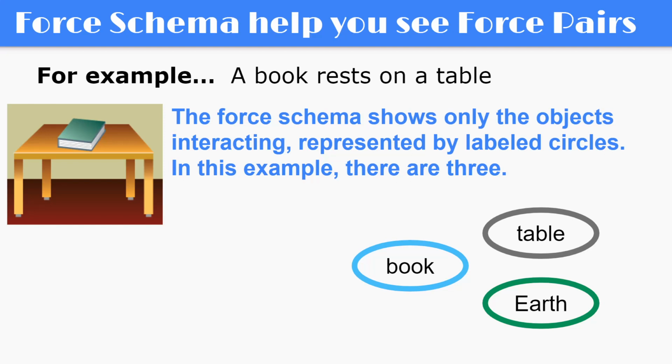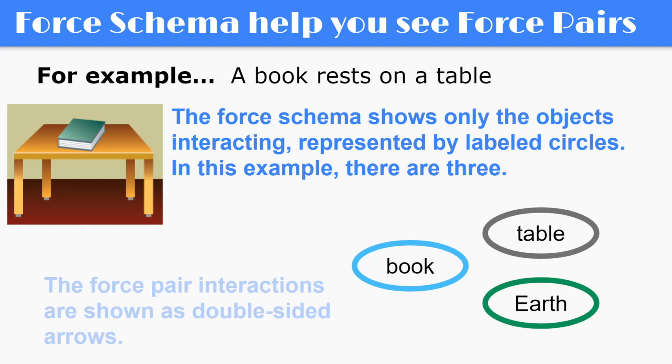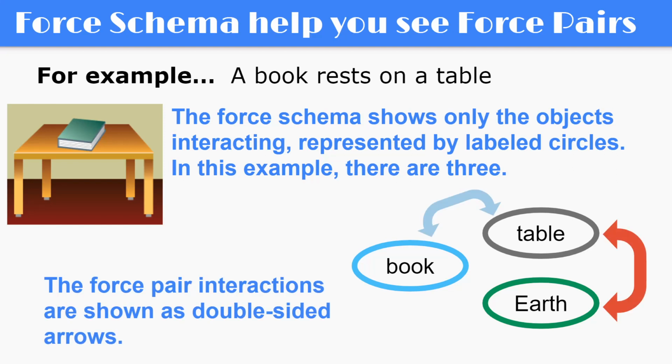earth. If I wanted to show the forces that exist between them, I'm going to use a double-sided arrow. If you want, you can draw two arrows, one pointing up and one down, or left, right, whatever. You don't have to do a double-sided one. You could have one arrow pointing from the book to the table and a second arrow pointing from the table to the book, and that would be fine too. But I did mine as double-sided arrows because I think it's easier to draw it that way. Each of these double-sided arrows represents a force pair.